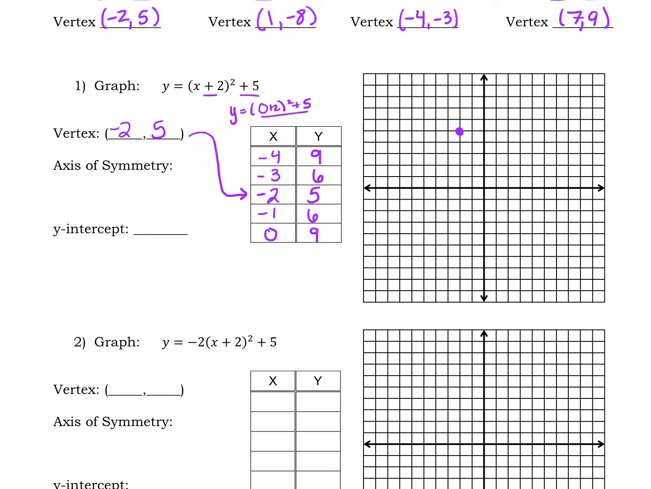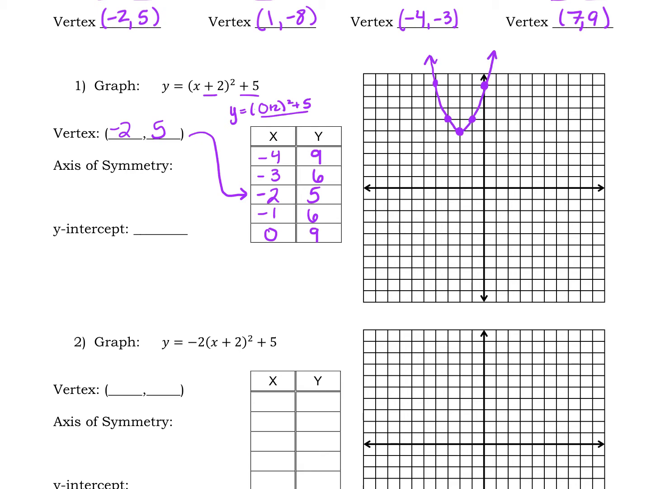So now I'm going to plot those points. So -4, so 1, 2, 3, 4, positive 9, -3, positive 6. I already plotted the vertex. And so this is what my parabola will look like.